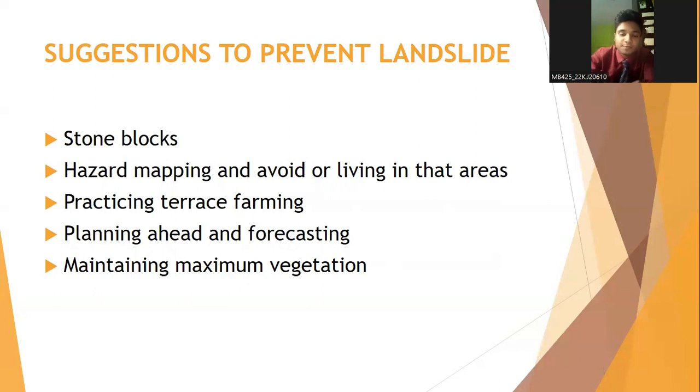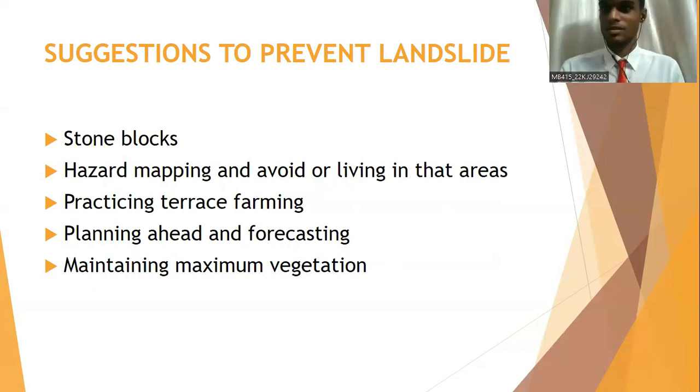Yes, thank you, Noel, for your descriptions about the rescue force that was given. So I'll be talking about the suggestions that I could give to the government and the organizations to prevent landslides, and also I'll be concluding this topic.